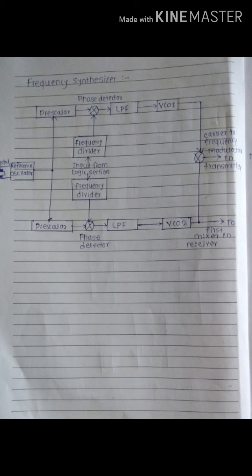First we know mobile unit. Mobile unit consists of different blocks like transmitter, receiver, frequency synthesizer, logic unit and control unit. All these different blocks perform different functions. Let's see one by one in detail. So start with the frequency synthesizer.